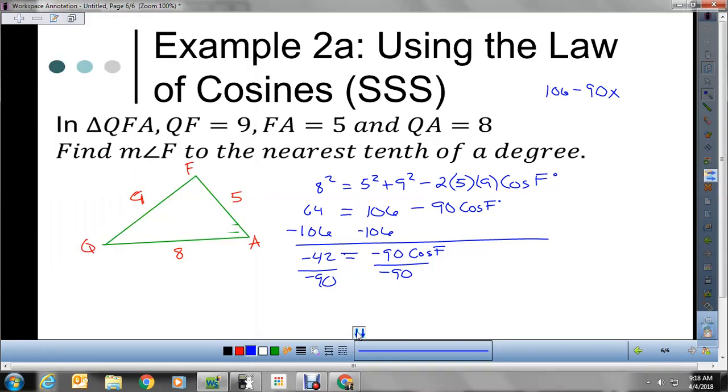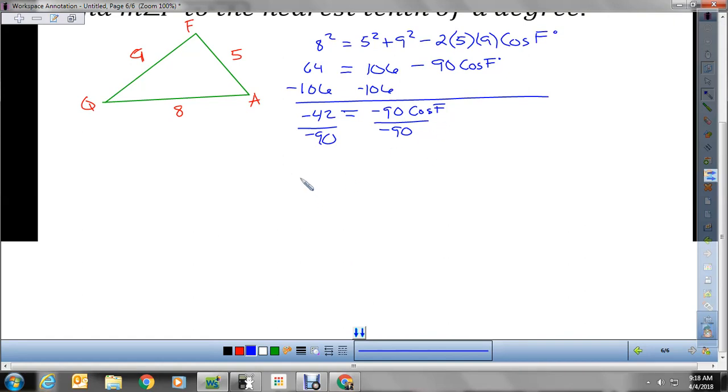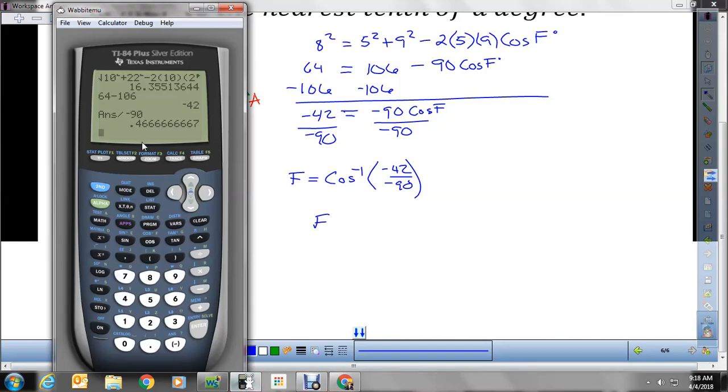At this point, we're looking for an angle measure, which means once again we have to use our inverse function. So F is equal to the inverse cosine of this division problem, negative 42 divided by negative 90. Going back to my calculator, since this is my division problem, I can say second cosine, bring up my previous answer of 0.4444 repeating, and that gives me 62.18. It says to the nearest tenth of a degree, so our answer here is going to be 62.2.